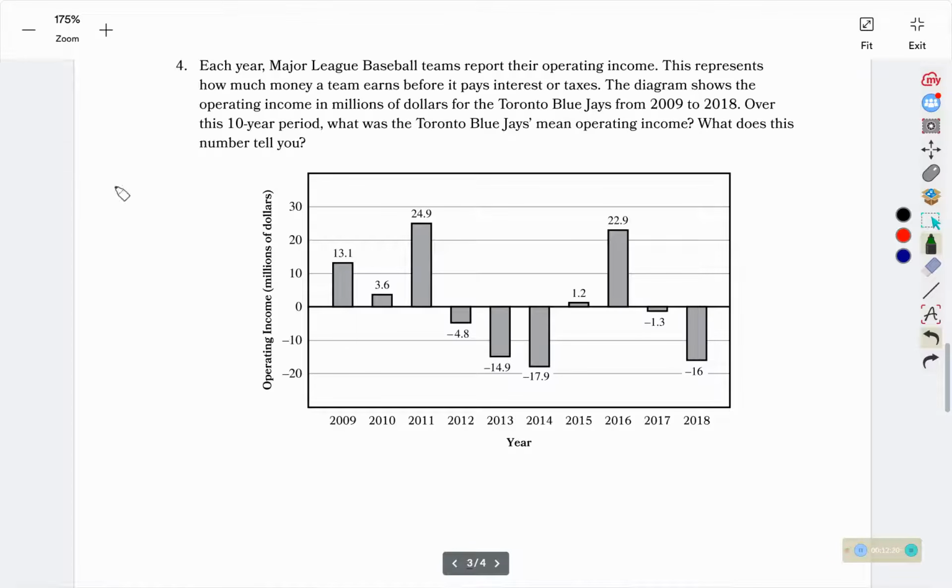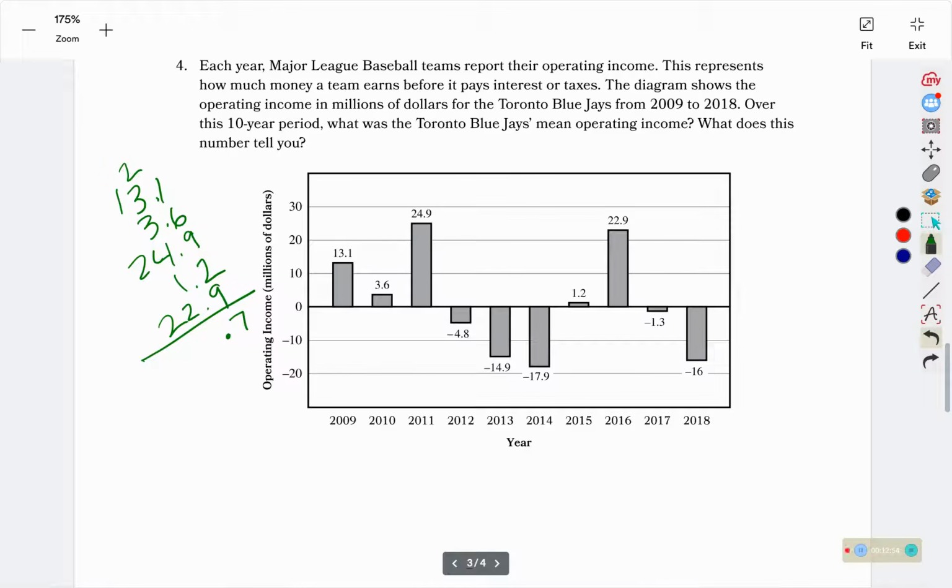So I have 13.1, 3.6, 24.9, 1.2, and 22.9. Alright, so 1 plus 6 is 7. 7 plus 9 is 16. Plus 2 is 18. 18 plus 9 is 27. Keep that decimal spot lined up the whole way.